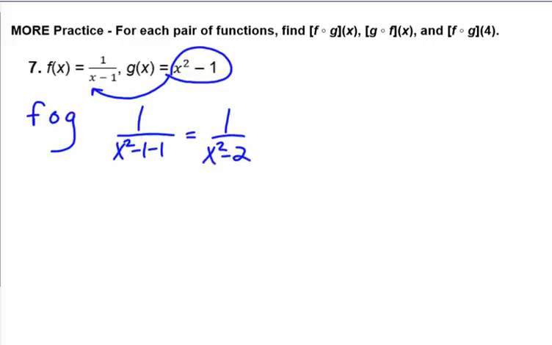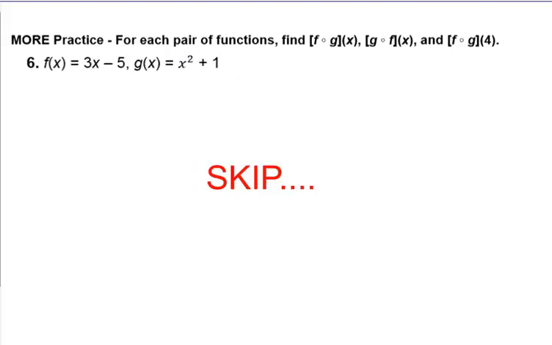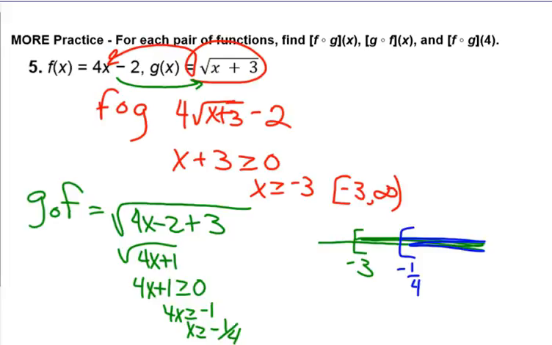Did I skip the F of 4 on the last one? Is that what I did? We don't have to do it. We know how to do it. We know how to plug in numbers. If you put a 4 in here, what will we get?